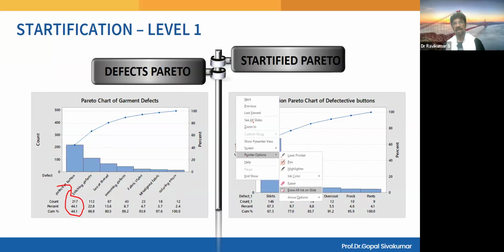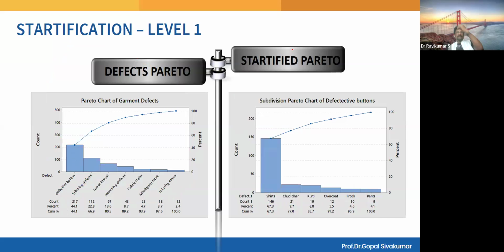Now, this is the level 1 stratification, trying to understand the crux of the problem, the core of the problem, so that we could deep dive and identify the reason clearly.